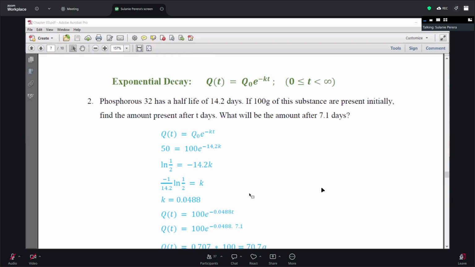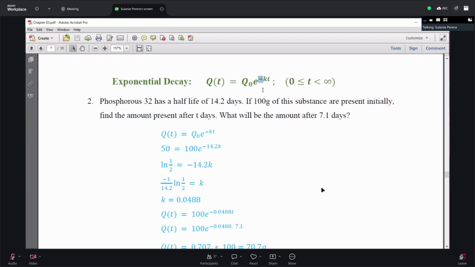Exponential decay. Now the earlier problem was exponential growth, right? Where the bacteria population increased without a bound. Now we are talking about exponential decay. Decay is something decreasing. Before that, look at this equation. Earlier we had Qt equals Q naught e to the kt. But here, instead of e to the kt, we have e to the minus kt, because it's decaying. Since it's decaying, there is a minus sign.